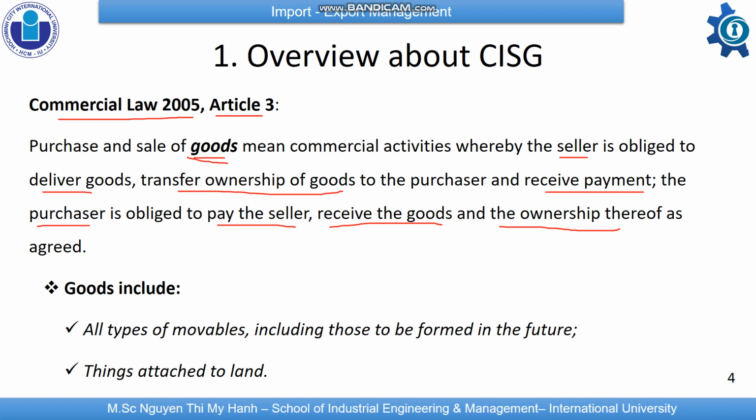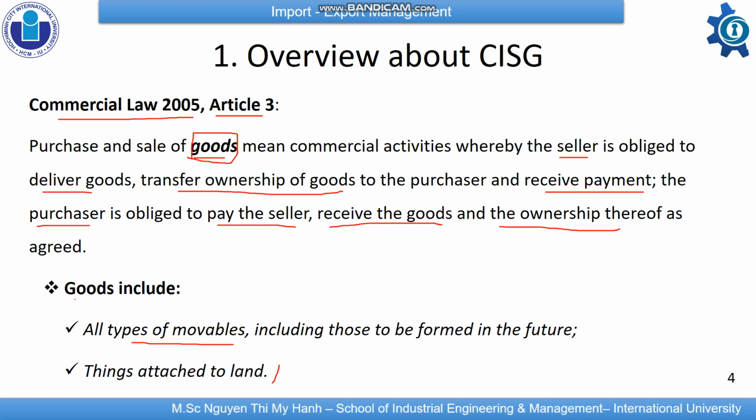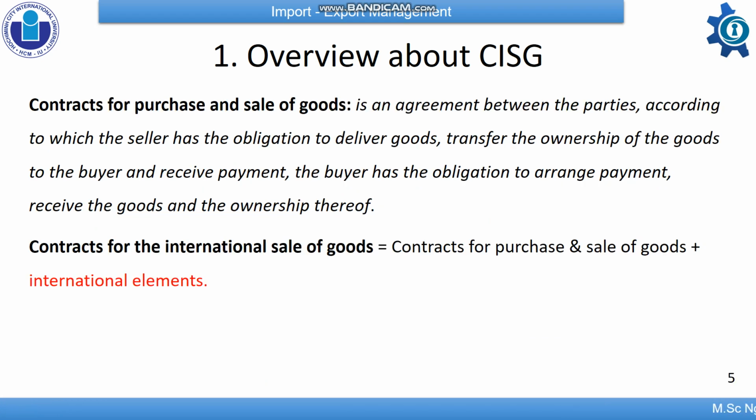Okay, so what is goods here? Goods mean all types of movables, including those to be formed in the future, and also things attached to land. So it does not include services, only products, only goods. And here it means it's tangible. We can touch it. Goods are those things we can touch, and it's tangible. Okay.